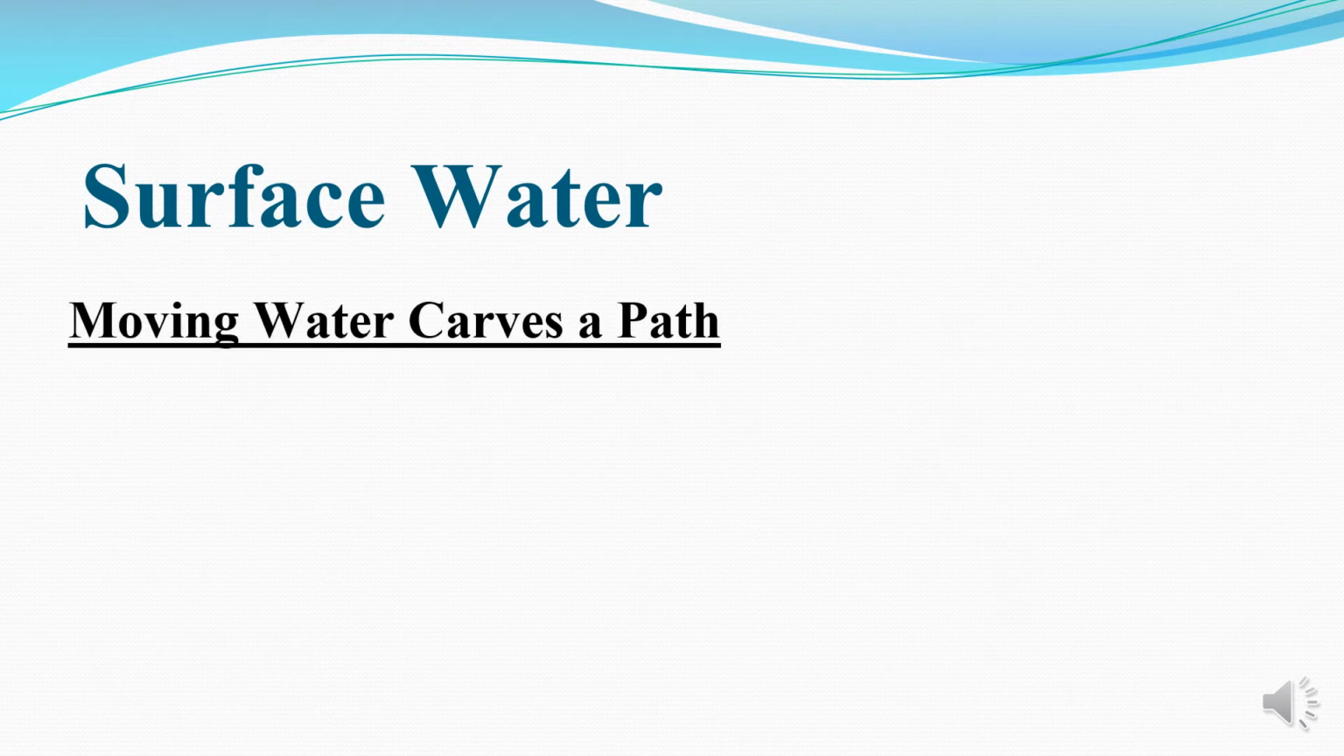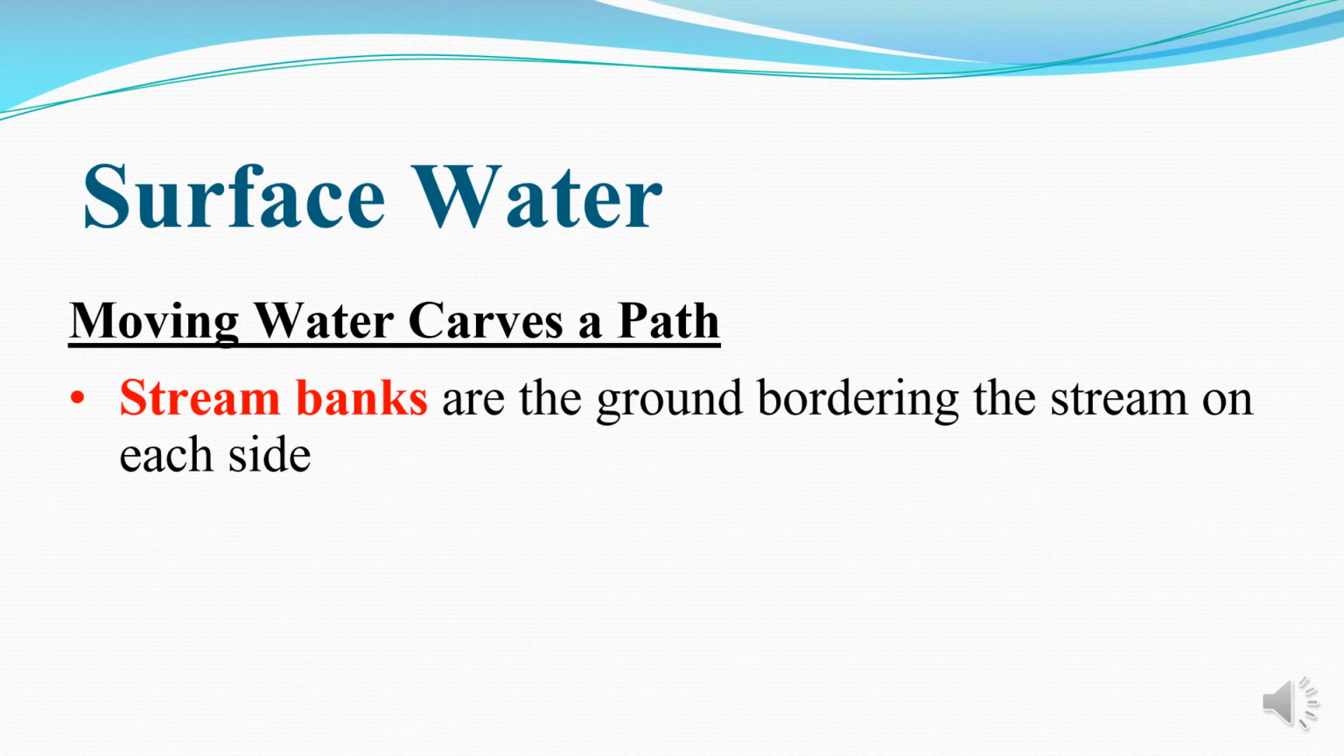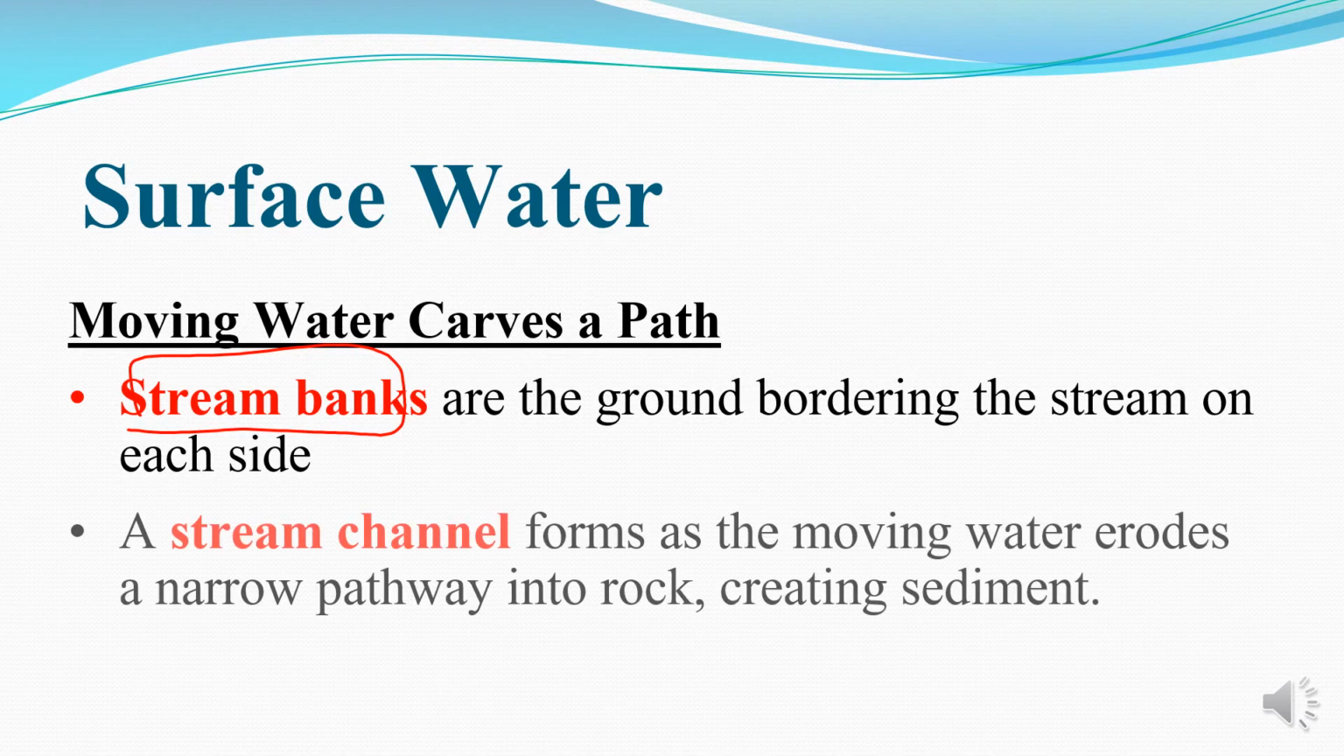Moving water carves a path. Stream banks are the ground bordering the stream on each side. A stream channel forms as the moving water erodes a narrow pathway into rock, creating sediment.